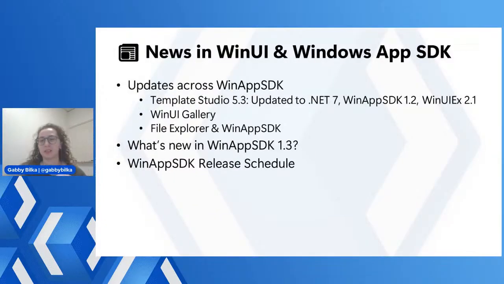Great. And with that, some news in WinUI and WinApp SDK. So starting off, there are a few updates across the platform. One I'll just highlight here in this slide is that we've recently published an update to Template Studio 5.3, and that's just bringing it up to date with .NET 7 1.2 as well as WinUI EX 2.1. So check that out if you are interested in updating. We're also going to chat a little bit about updates to the WinUI gallery and give a bit of news around File Explorer and WinApp SDK. I'll also share what's new and upcoming in WinApp SDK 1.3 and the general release schedule for the year.